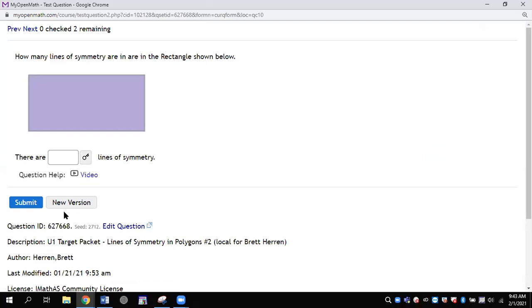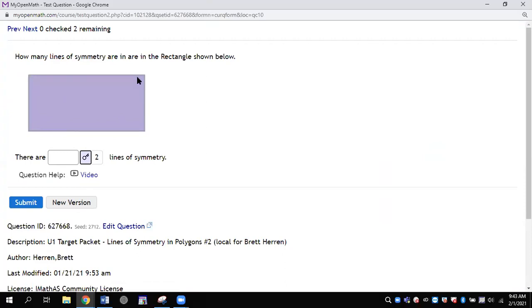Is it 4? I think it's just 2. Yeah, because you can't do the diagonals. Oh, you're right. Yeah, just 2. Just the one straight down the middle and straight sideways through the middle. For the square, it's 4 because for the square you can have down. But if we did the diagonal here, it doesn't really cut it exactly in half.